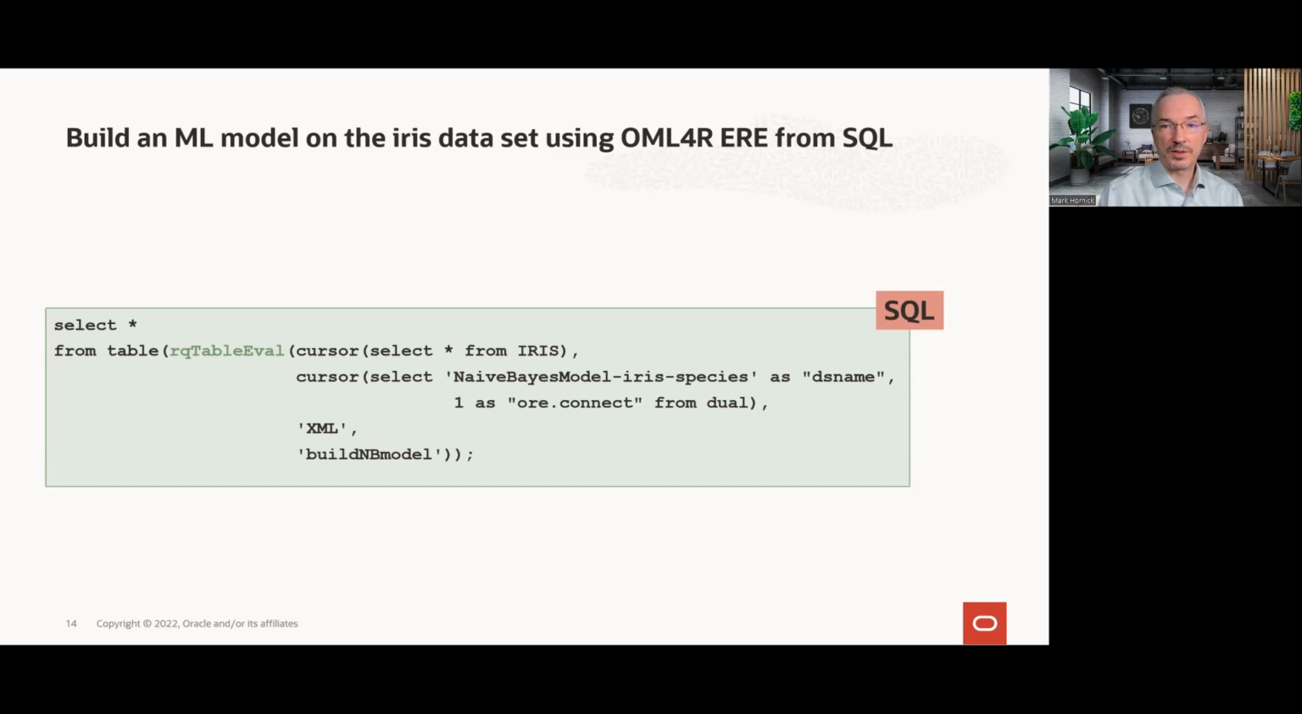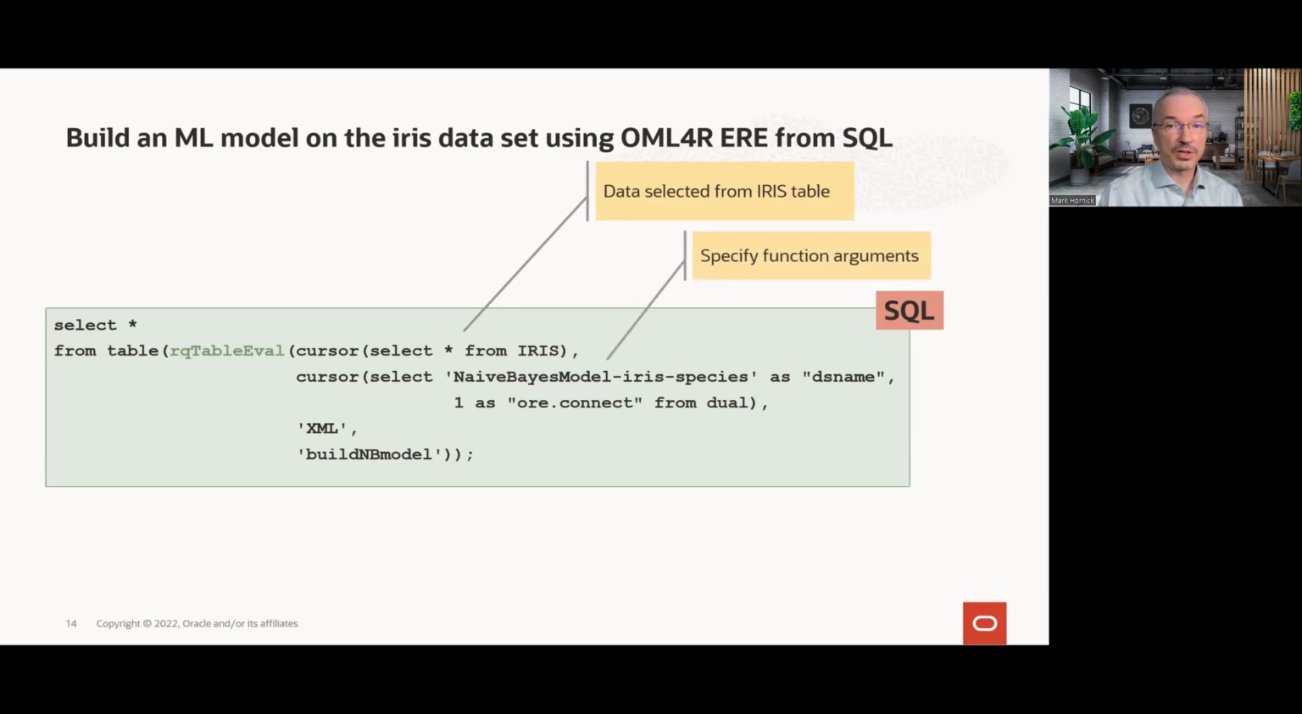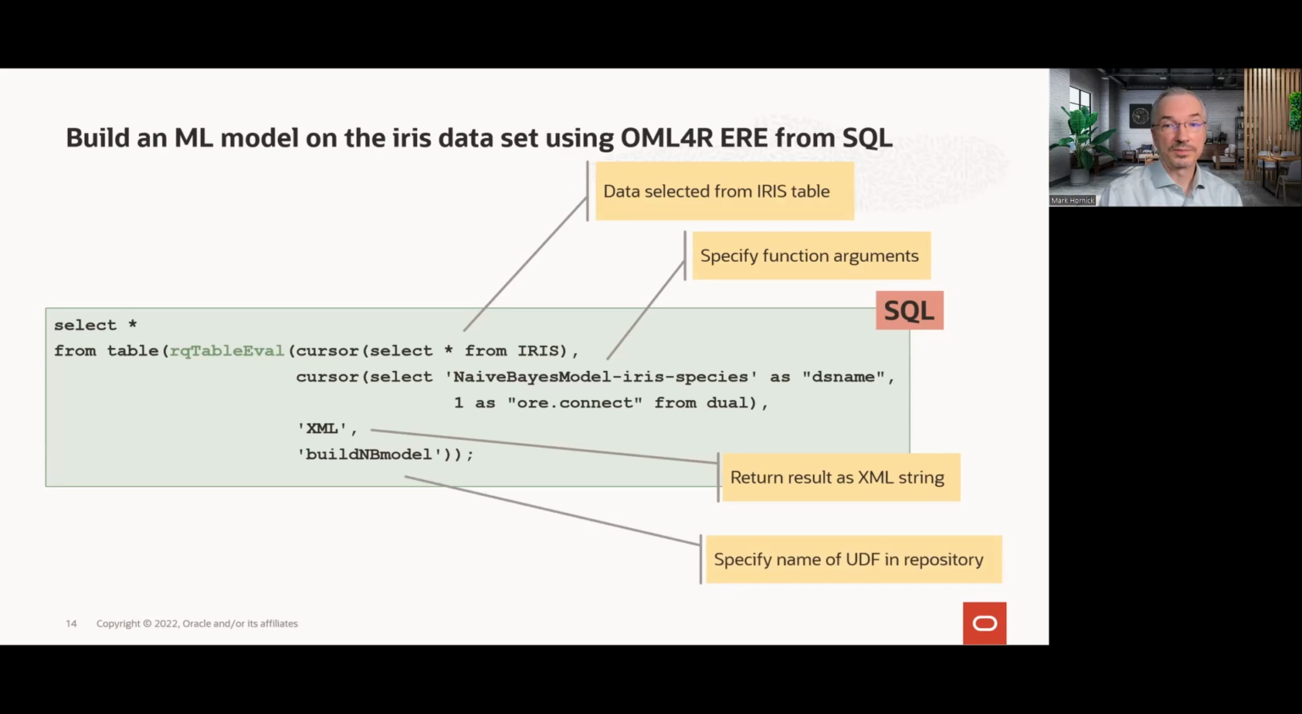We can invoke our model building UDF from SQL as well, say to allow our application to build this model. Using a select statement with the rqTableEval function, we specify the source data using a SQL query. In this case, select star from iris. As in the previous example, we specify the function arguments, indicate that the result should be returned as an XML string. Recall the result is just returning TRUE, and give the name of our UDF just created in the script repository.